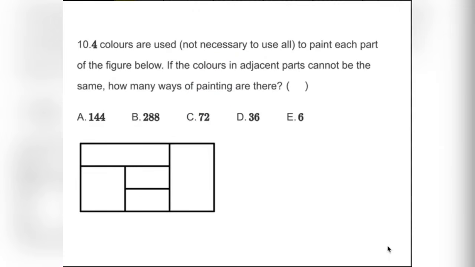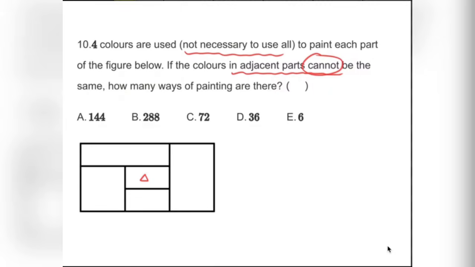Okay? Then next one, question 10. Question 10 is about the addition and multiplication principle. 4 colors are used, not necessarily all, to paint each part of the figure below. If the colors in adjacent parts cannot be the same, how many ways of painting are there? For such a question, everyone, think about it. Which place is the most special one? Yes, the middle one. Why? Because the middle part is adjacent to all the other areas, right?